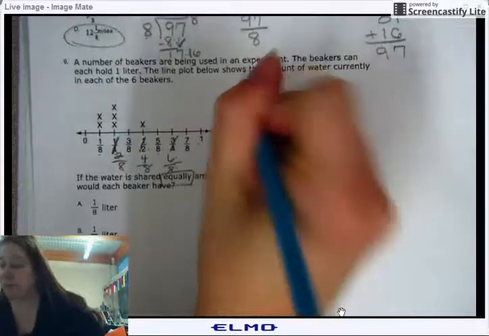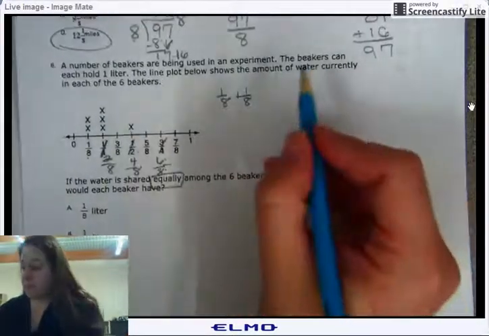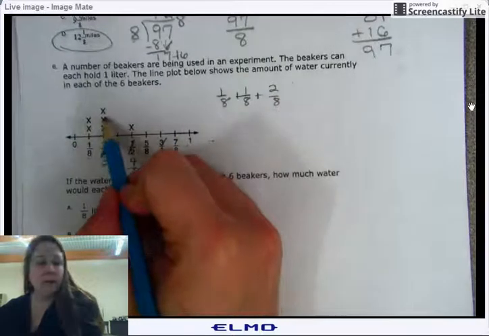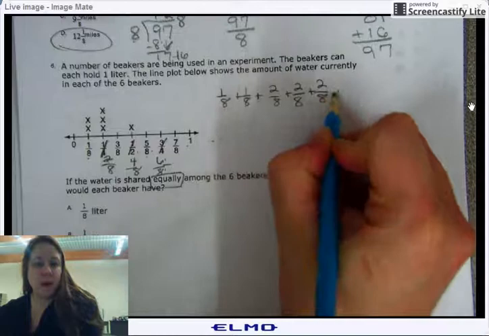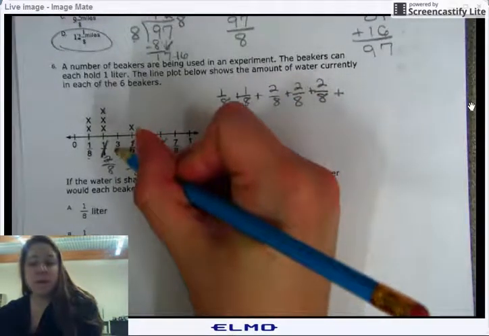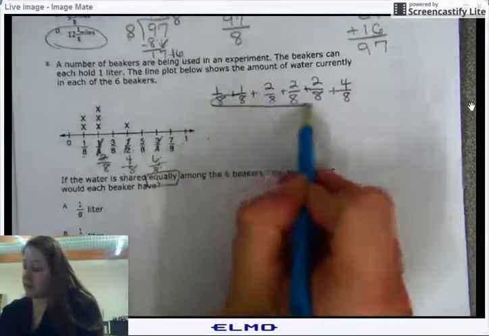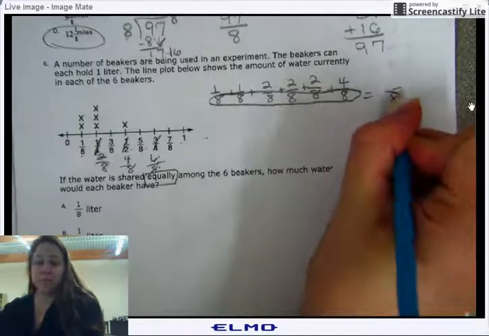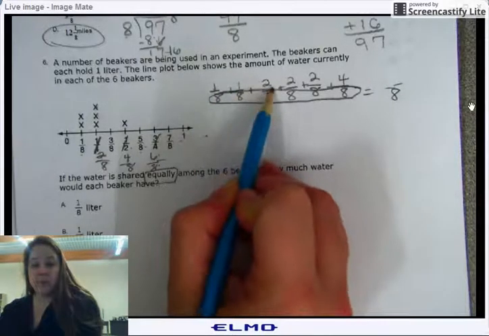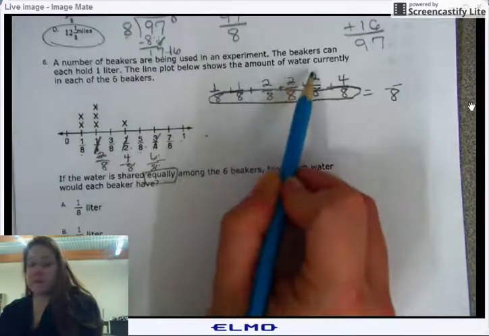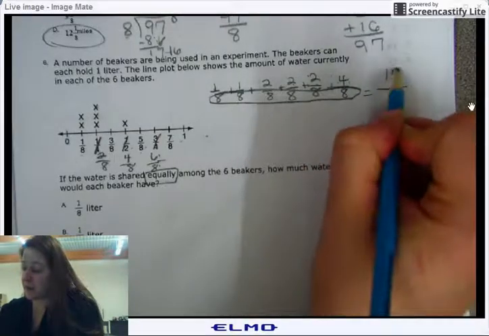So I have 1/8 plus 1/8 plus 2/8, and I have 1, 2, 3 of those, plus 2/8, plus 2/8, plus we have no 3/8s. The next one we have is 4/8, and we have nothing left. Now we look at our bottom denominator. Our bottom number is 8, so it's going to stay 8. Our top numbers we're going to add together, so I have 1 plus 1 is 2, 2, 3, 4, 5, 6, 7, 8, 9, 10, 11, 12. So when I add them up, I get 12/8.